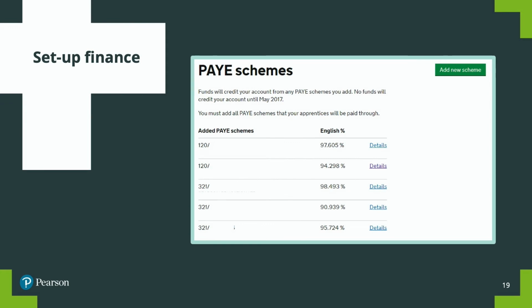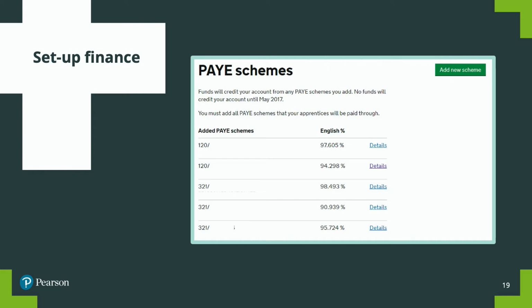Once in the system, on the organizations page, you can add companies within your group to set up your accounts. You can have one account per company or one account across the entire group. This is completely flexible and down to what is preferred for your organization. On this page, there is also a section to enter into the funding agreements with the ESFA.